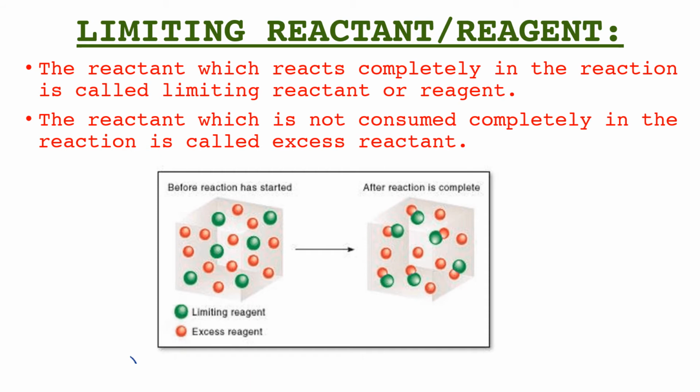The excess of this reactant is left unreacted, as you can see over here. Before the reaction, the excess reagent is the red one, and the limiting reagents are the green ones. After the reaction is completed, you can see there are a few reagents in excess, that is the red one, and the green one has already been combined. The red ones left alone are known as the excess reagent. Simply, the reactant which is not consumed completely in the reaction and is left out after the reaction is known as excess reagent or excess reactant.